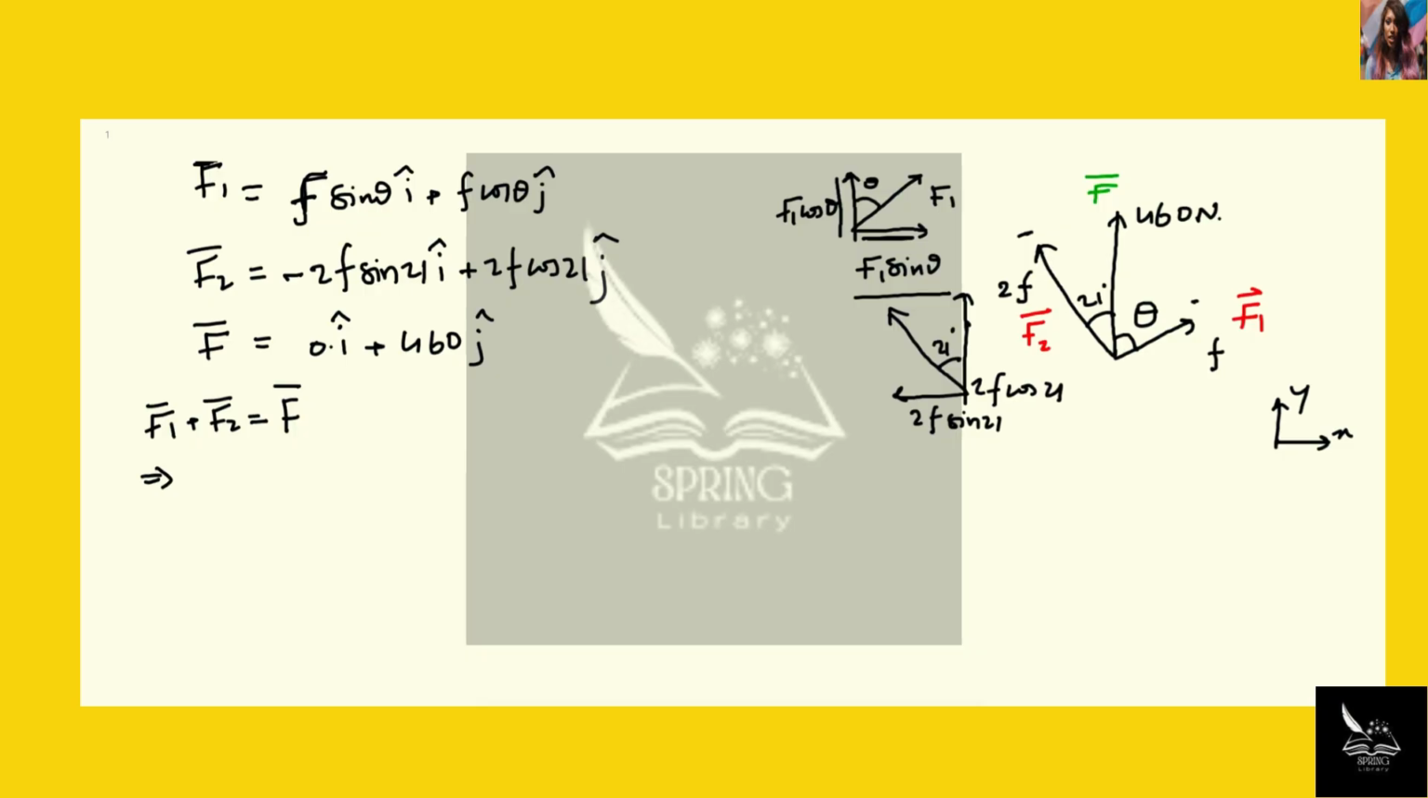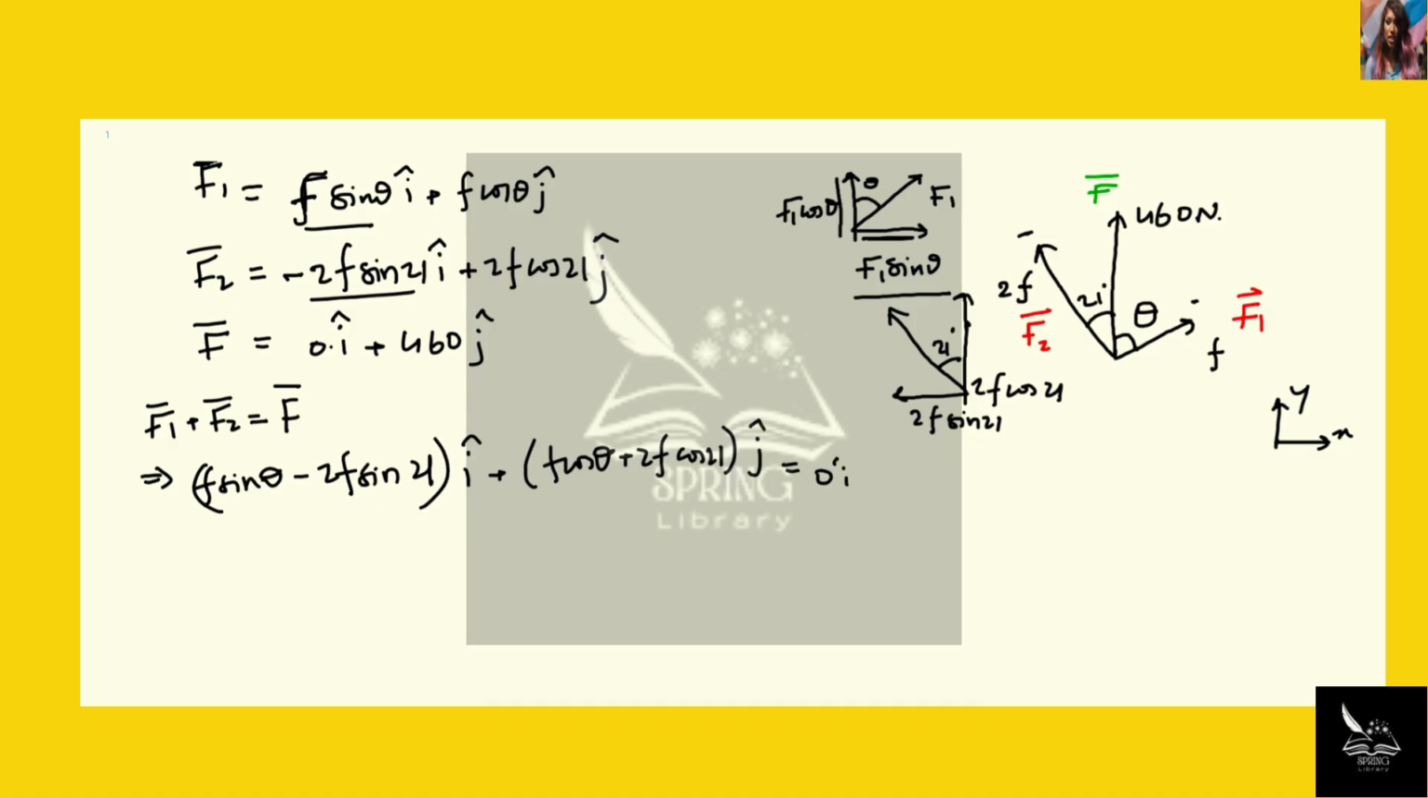We can write this as, by adding the x components of both the vectors, f sine theta minus 2f sine 21 i cap plus f cos theta plus 2f cos 21 j cap is equal to 0 i cap plus 460 j cap. Now, because if two vectors are equal, their components are equal, we can say the i components and the j components would be the same.